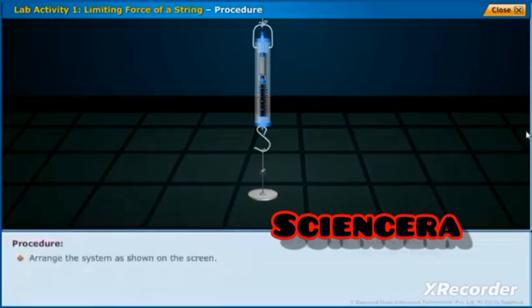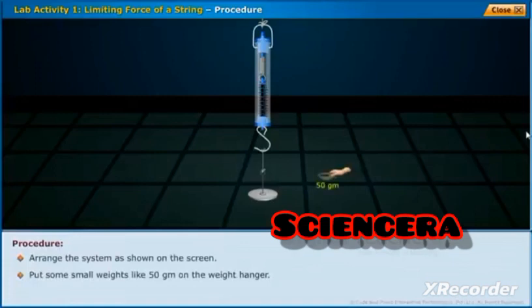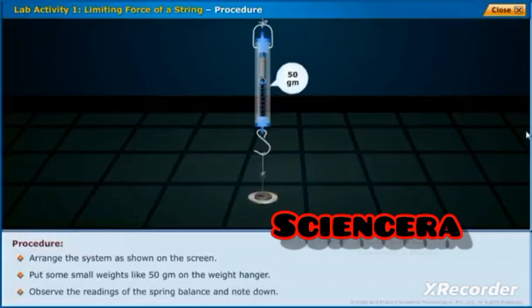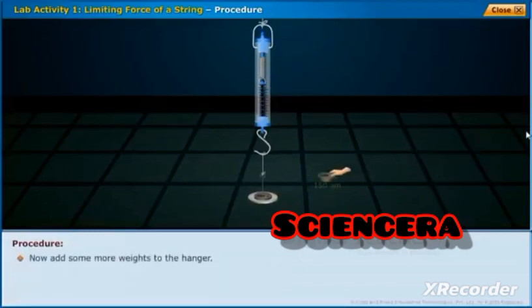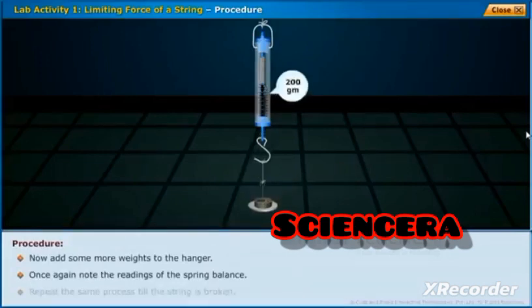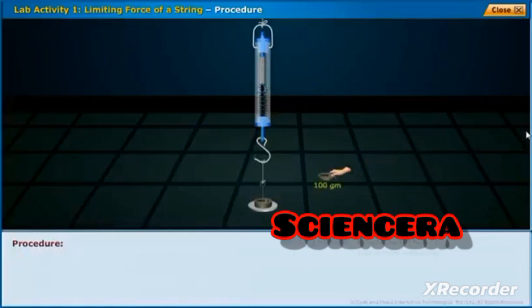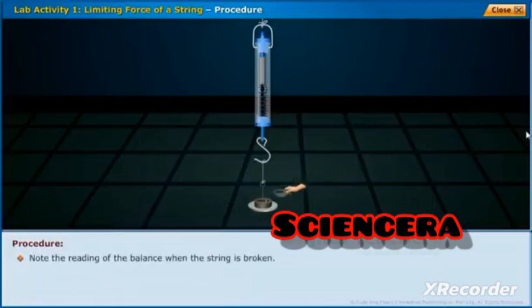Arrange the system as shown on the screen. Put some small weights like 50 grams on the weight hanger. Observe the readings of the spring balance and note them down. Now, add some more weights to the hanger. Once again, note the readings of the spring balance. Repeat the same process till the string is broken. Note the reading of the balance when the string is broken.